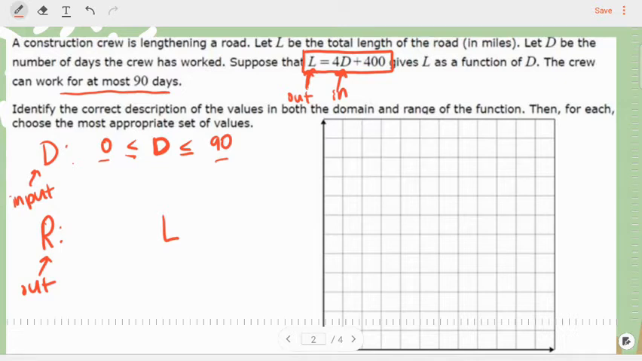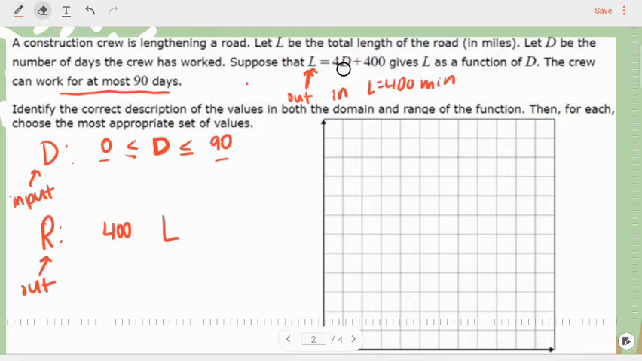Now, here's the thing, you can always find the possible outputs by plugging them in. If the minimum number of days working is 0, plug a 0 in. 4 times 0 is 0 plus 400, so the minimum length is 400. That's the minimum. So I'm going to put minimum length of 400 over here.